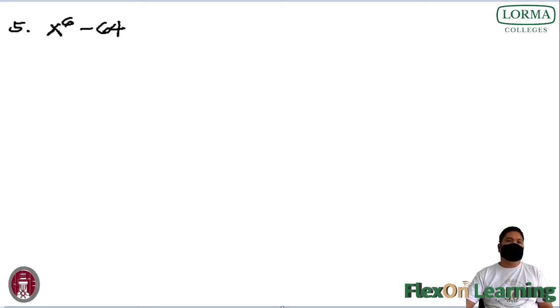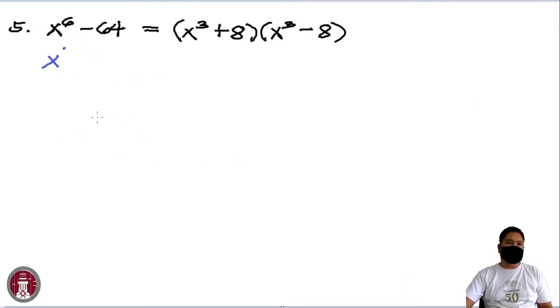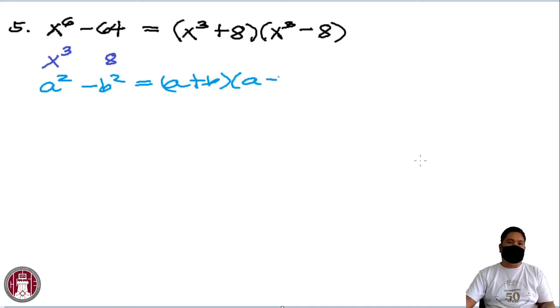First, the x6 minus 64 can be rewritten as x cubed plus 8 and x cubed minus 8. Because the square root of x6 is x cubed, I used the sum and difference, the first rule, and then the square root of 64 is 8. So that would be plus and minus. I used, again, a squared minus b squared is a plus b and a minus b.